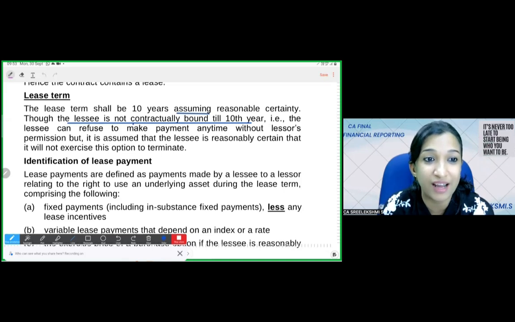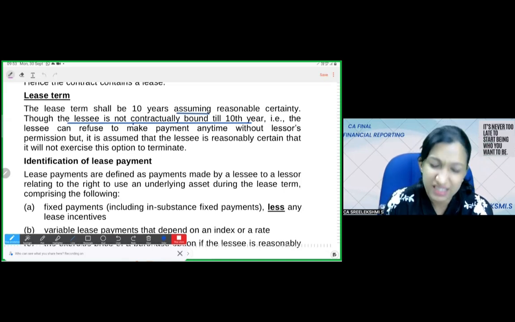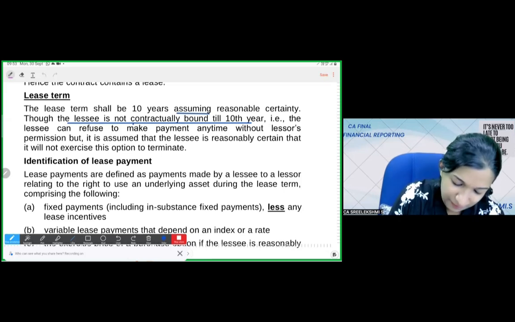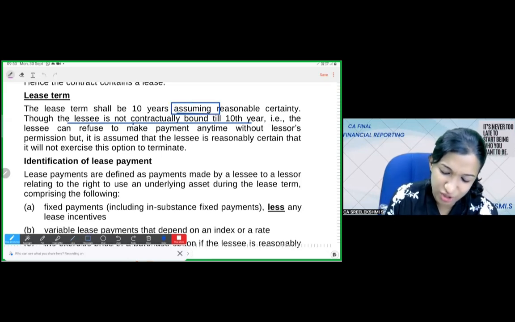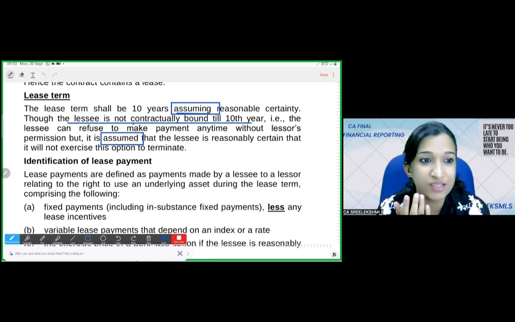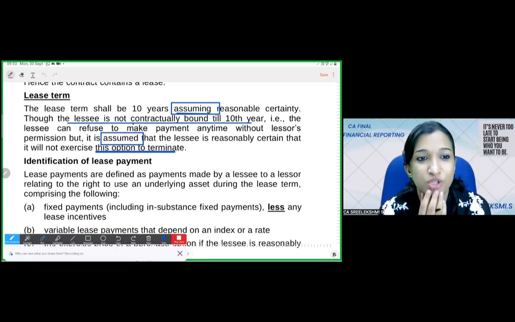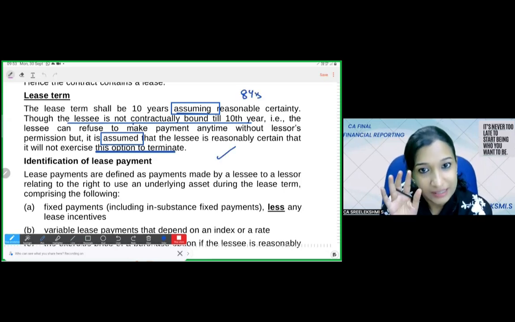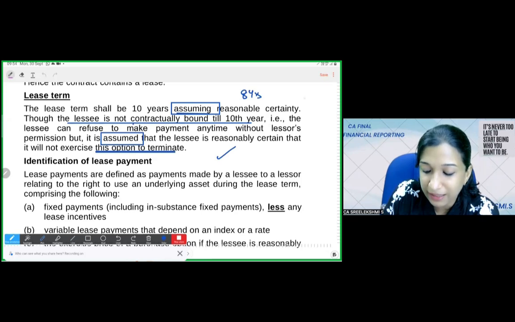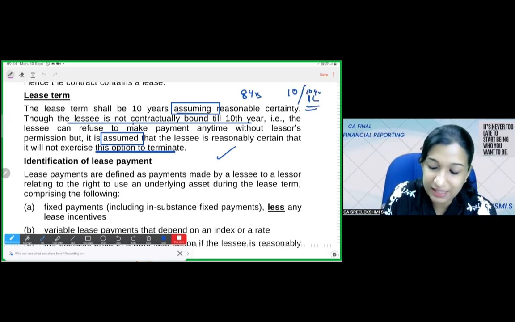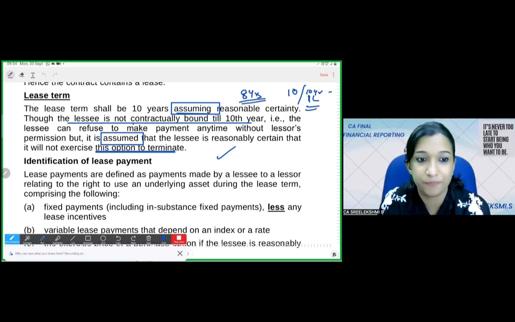Though the lease is not contractually bound till the 10th year, the lessee can refuse to make the payment, but it is assumed. See, this is just based on an assumption. It is assumed that it will not exercise the option to terminate. So what is more correct is the lease term is 8 years, but it is written like an assumption. If the lease term is taken as 10 years, then depreciation should be 10 lakhs divided by 10 years, 1 lakh. If you take it as 8 years, 10 lakhs divided by 8 years. Are you all convinced with what I'm saying?